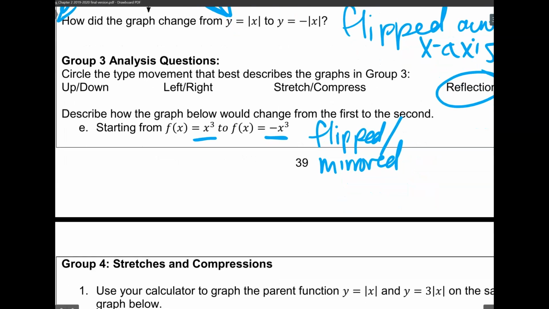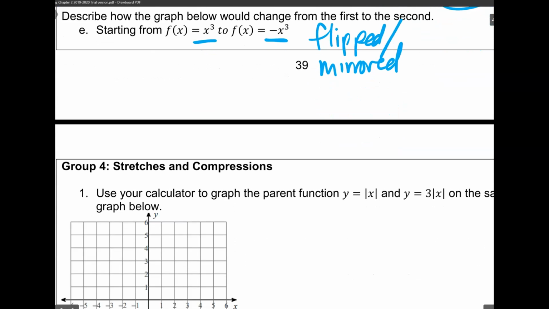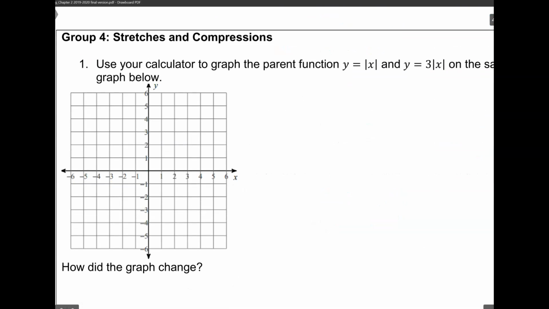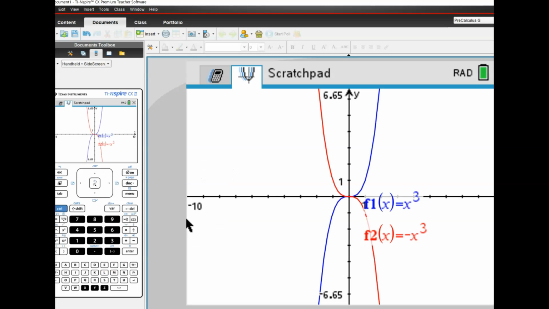And now we can go through stretches and compressions. All right, so what we've been doing is we haven't been changing our graph in the sense of stretching it. What we've done is we've moved it up and down, side to side, we flipped it, but we haven't stretched it yet. So that's the next step. Stretches and compressions. So we're going to use our calculator to graph the parent function y equals absolute value of x and y equals 3 times absolute value of x on the same graph. Let's try that out.